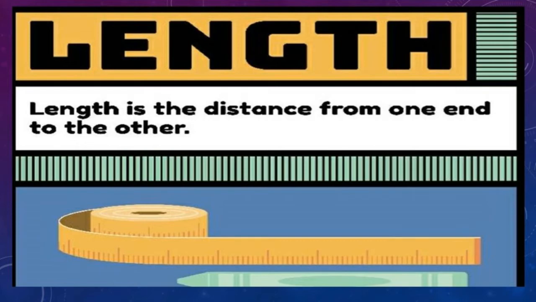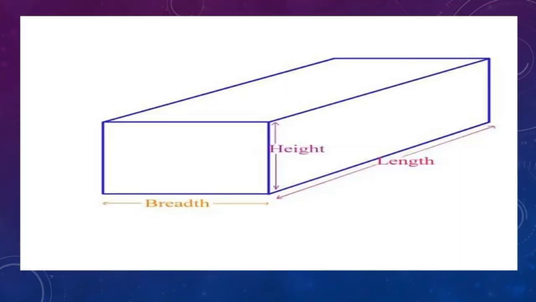Length is the distance from one end to the other end. For example, we have a pencil or pen. What will we do? We will measure the length of the pencil with the help of a scale. For example, a scale has 0 to 15, or if it is a long one, 0 to 30. That is called the length.